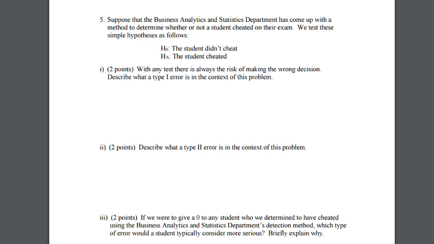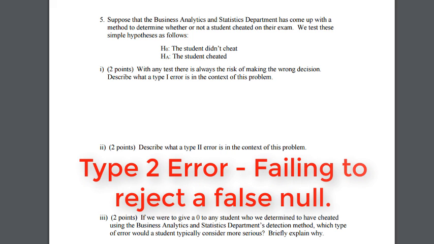So what would a type 2 error be? It's not hard to know the other one as long as you get the first one correct. So make sure to have these written down and practice up, and don't get them reversed. Because a type 2 is failing to reject a false null. So we fail to reject the null when it is false.